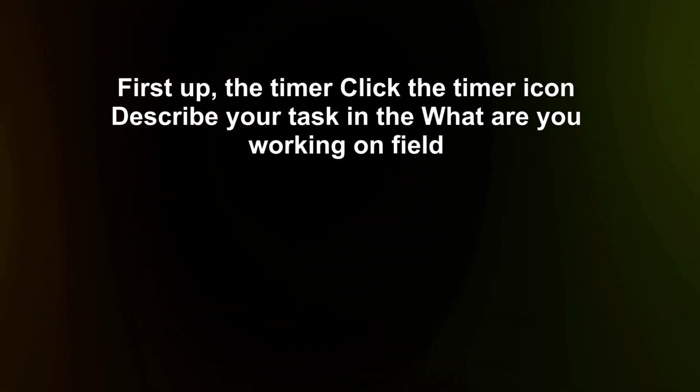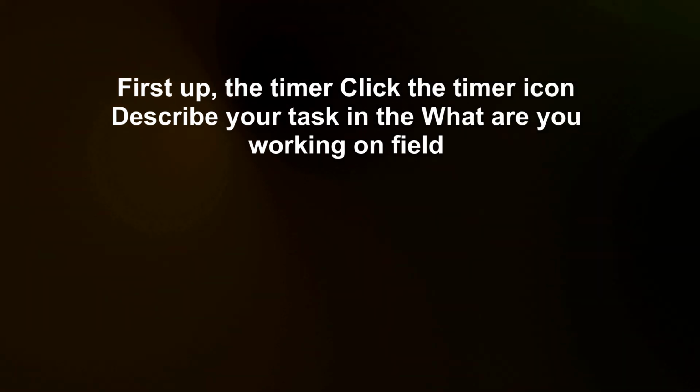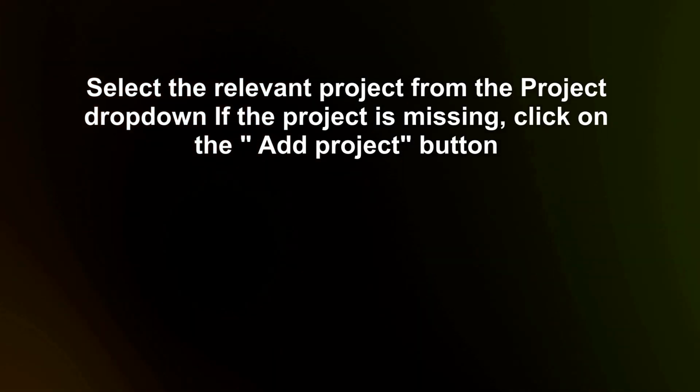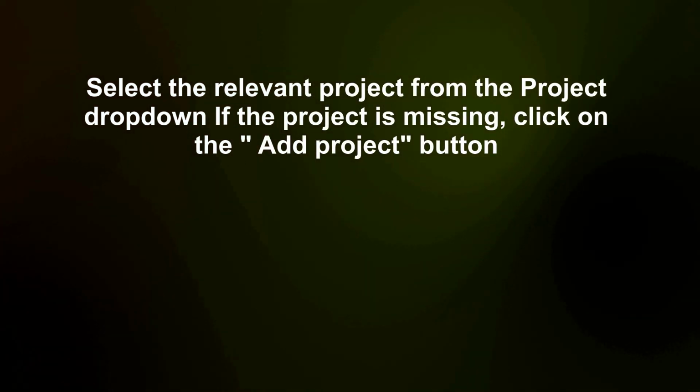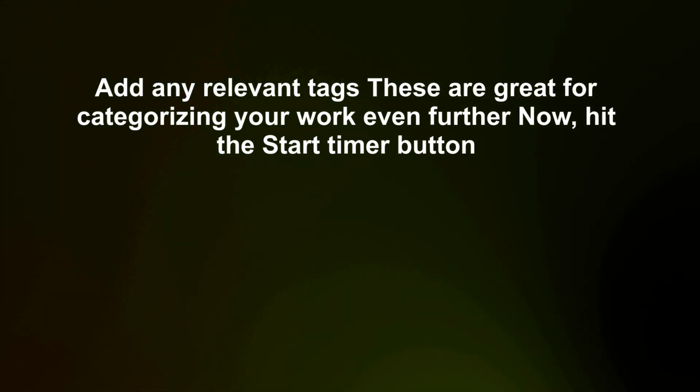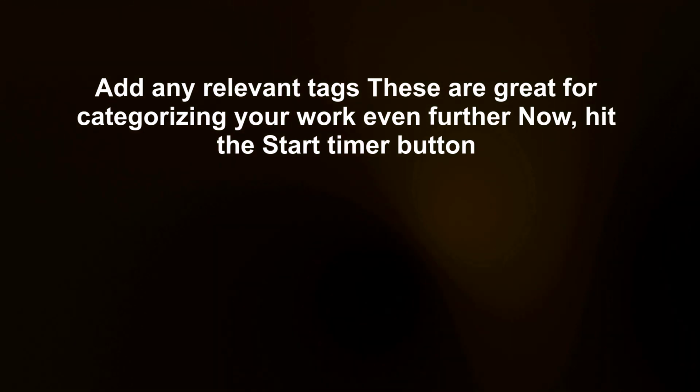Click the timer icon. Describe your task in the "What are you working on" field. Select the relevant project from the project drop-down. If the project is missing, click on the Add Project button. Add any relevant tags. These are great for categorizing your work even further. Now, hit the Start Timer button. Let it run while you work and click Stop when you are done.